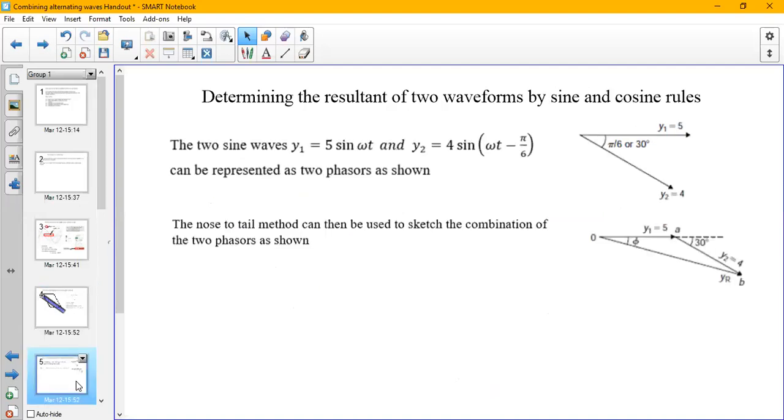Now, the next thing we're going to have a look at is determining the resultant using sine and cosine rules. Have you got your notes in front of you? Because I'm going to switch to a whiteboard so I can write on it now.